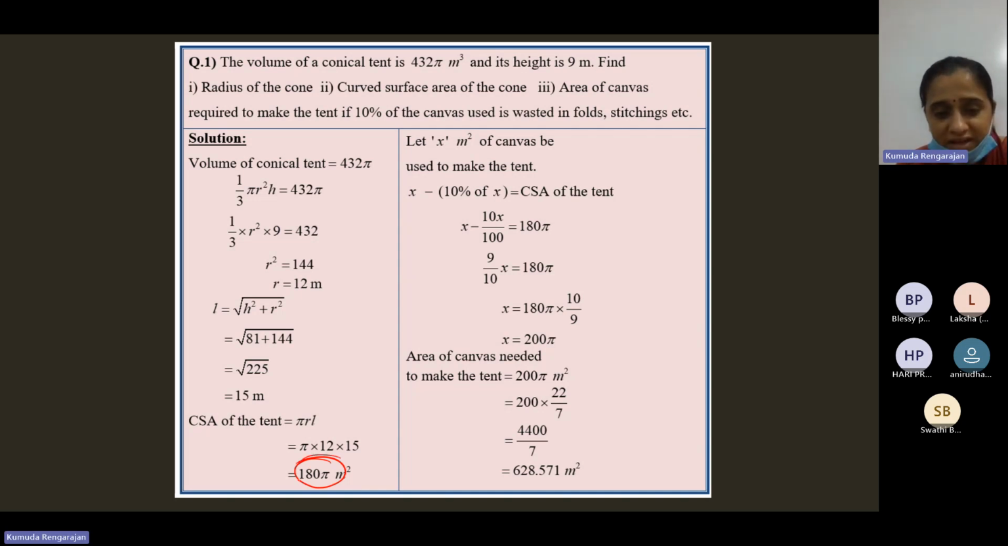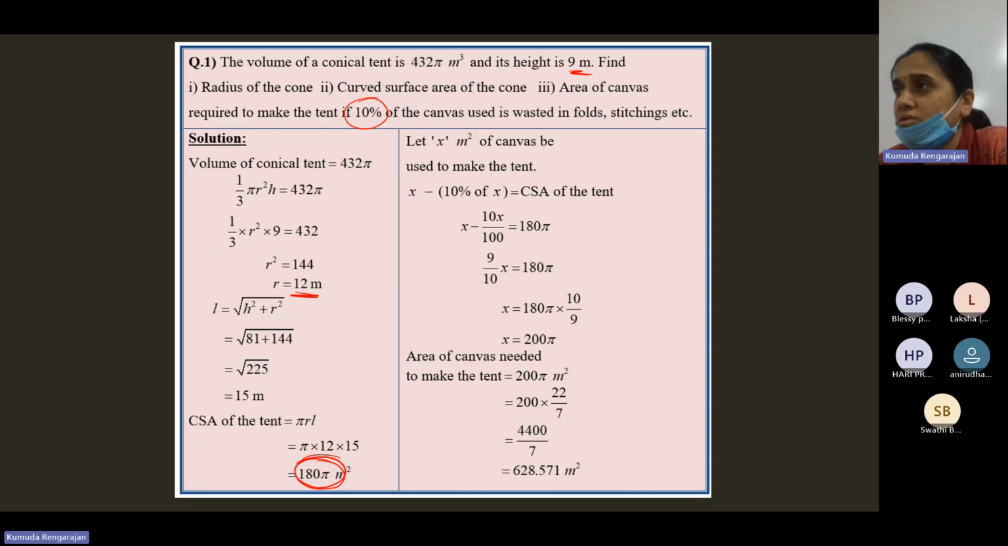If you buy exactly this much, and if 10% is wasted, you will be able to make a cone, but you will not get the desired radius of 12 meters and height 9 meters. You will not get the desired radius and height. That's what it is. So you should make provision for the wastage.